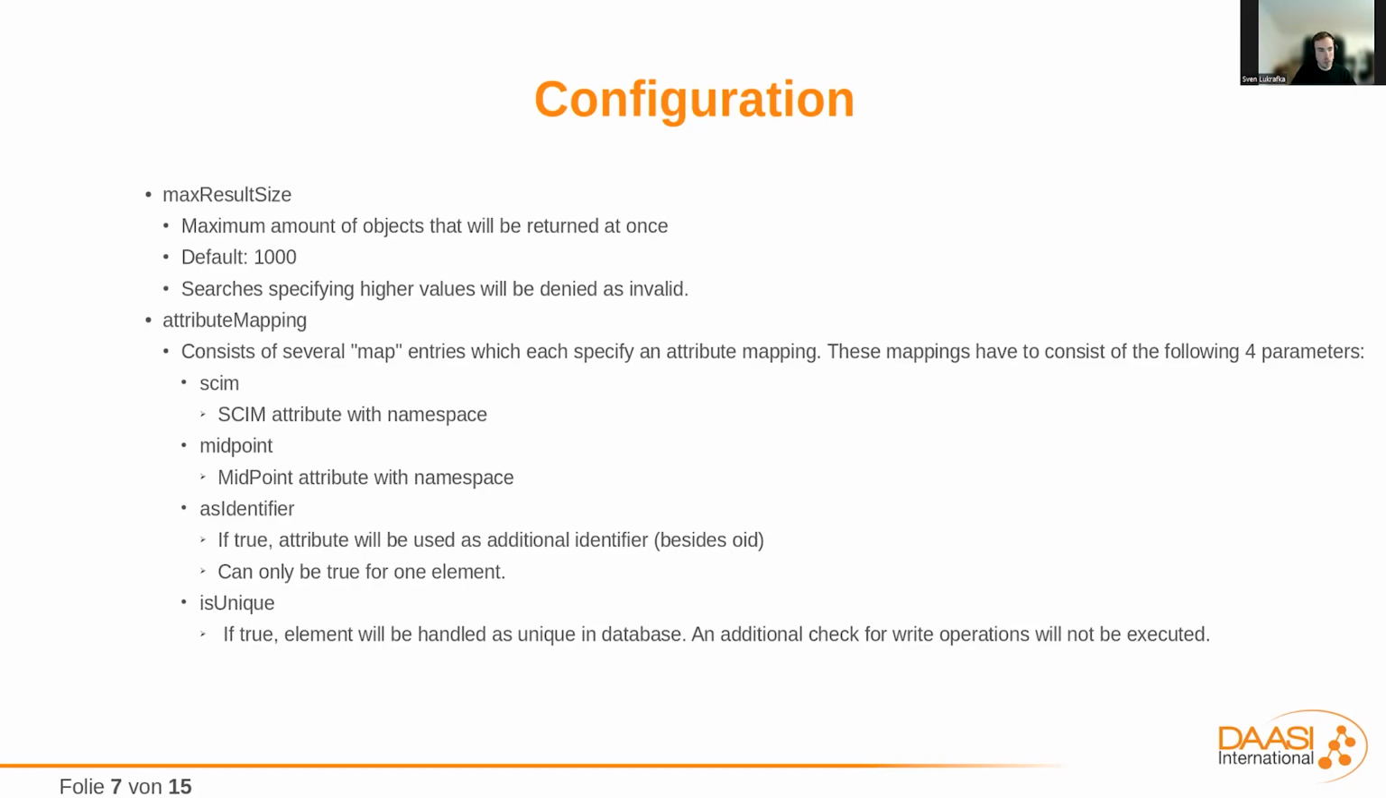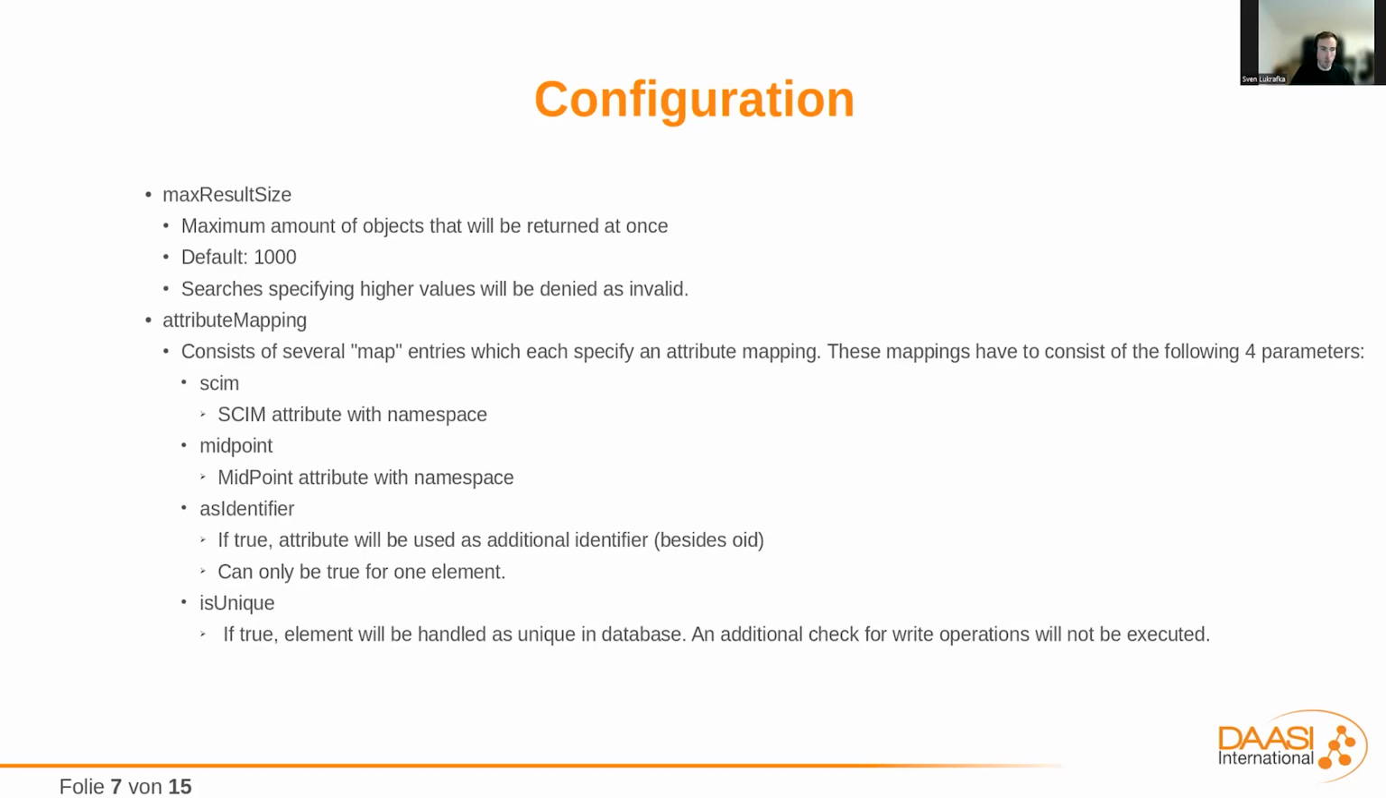The 4 parameters inside these map entries are: SCIM, which defines the attribute with the SCIM namespace. So you have to define, if it's a default attribute, use the default SCIM namespace and the attribute name, and if it's an extension attribute, you have to define the extension namespace and so on. Then you define the parameter midpoint, which defines the MidPoint attribute with namespace. So exactly the same, use whatever namespace is necessary for this attribute and the attribute name as well.